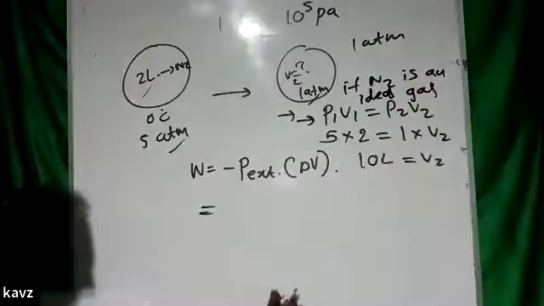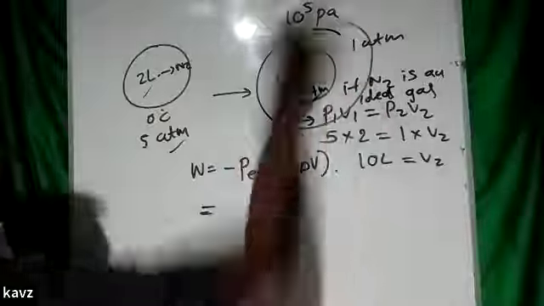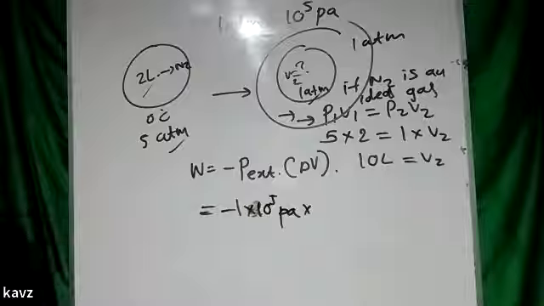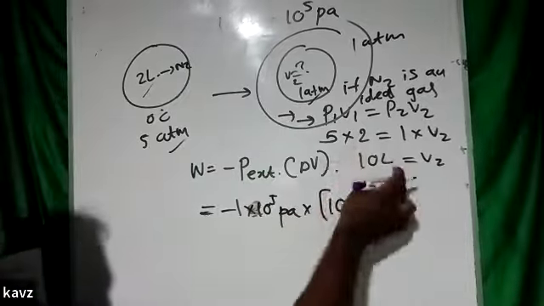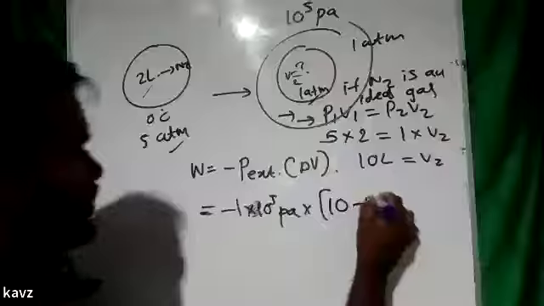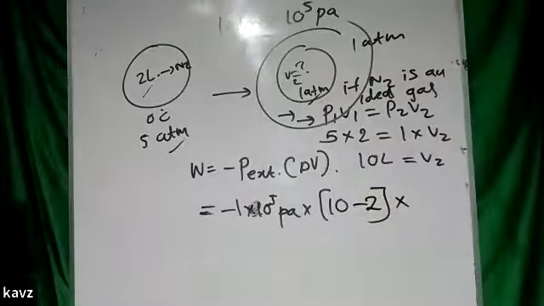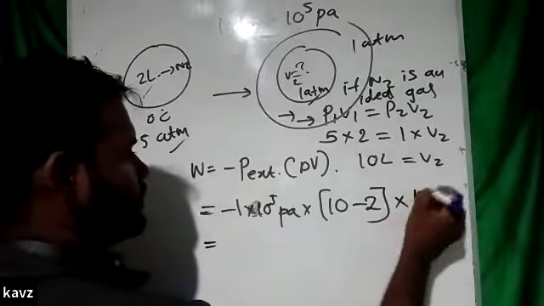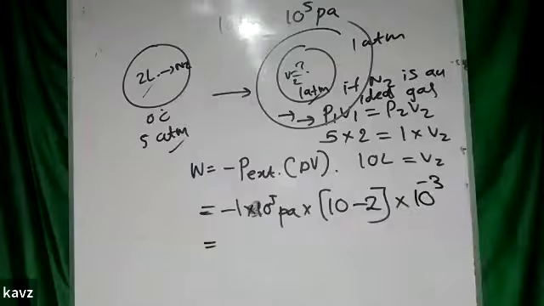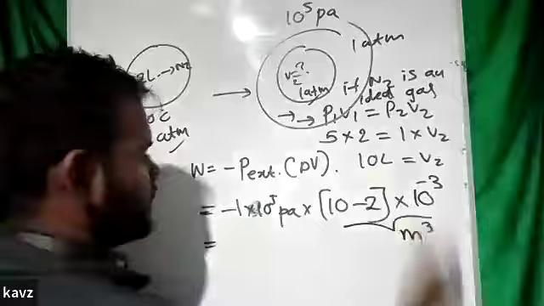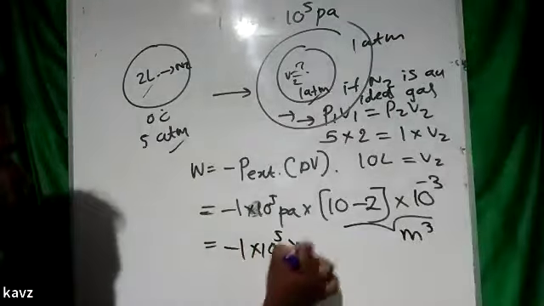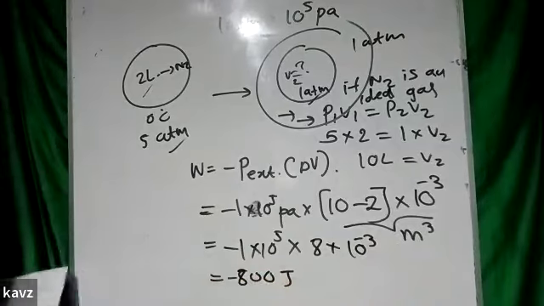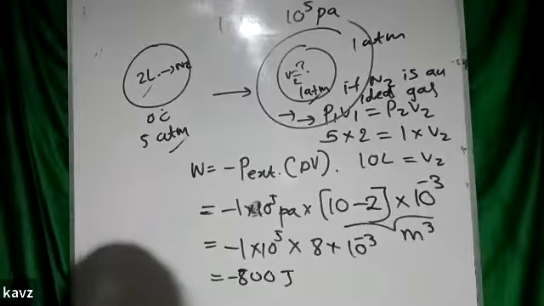Okay, so P external, according to this final position, it says it is 1 atm. 1 atm is 1 times 10 to the power 5 Pascal, and delta V becomes the final volume, 10 liters, minus the initial volume, 2 liters. There's liters, but we have to find the work in joules. So you have to convert this into cubic meters by multiplying by 10 to the power minus 3. So the final answer is coming as minus 800 joules, I think.